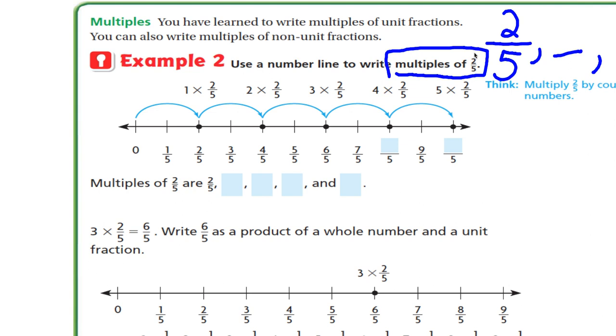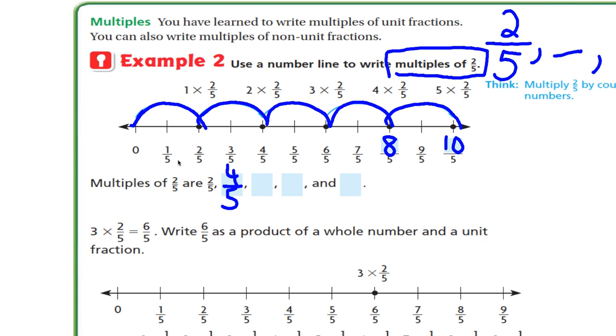So let me show you on this number line. We always start at 0. And look how it goes: 2/5, because that's what we're counting by. We have to go 2/5 at a time. So we have 2/5 once, 2/5 twice is 4/5, 2/5 3 times is 6/5, 2/5 4 times is 8/5, and then 2/5 5 times is 10/5. So the multiples of 2/5 are 2/5, 4/5, 6/5, 8/5, and 10/5. As you can see, the numerator is skip counting by 2.